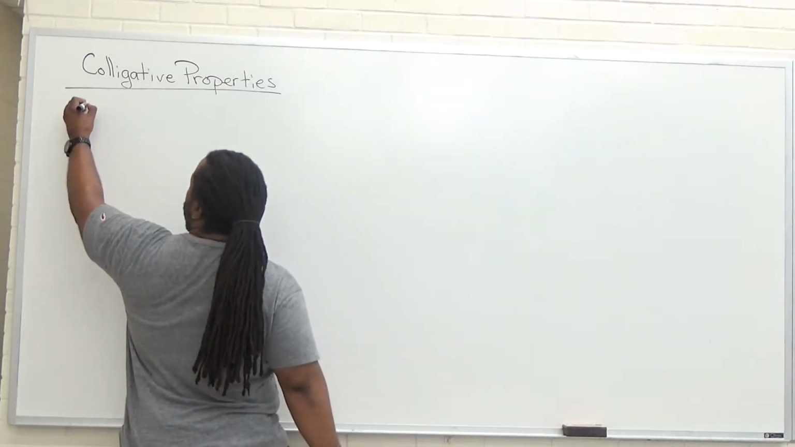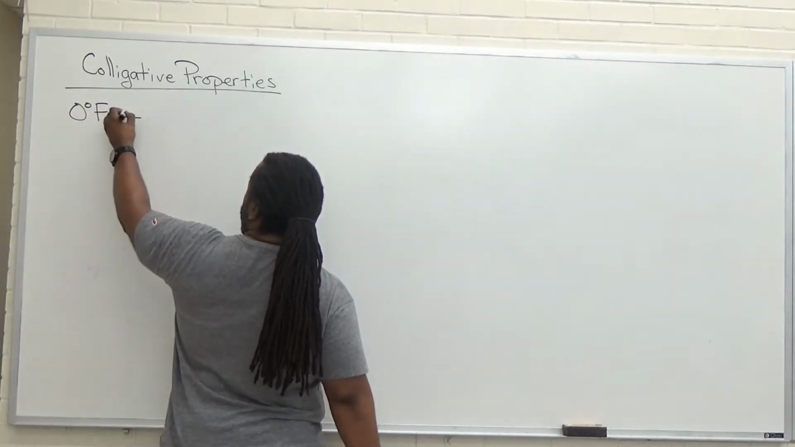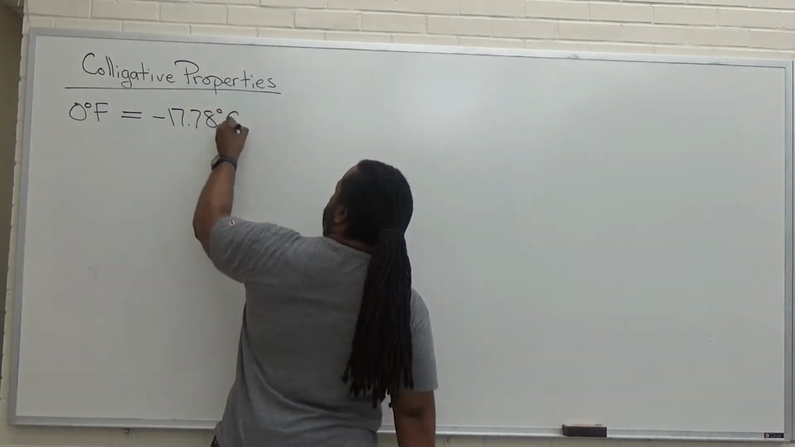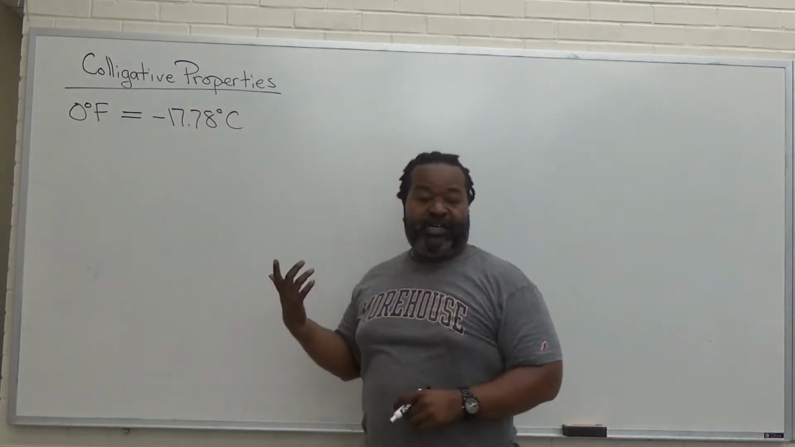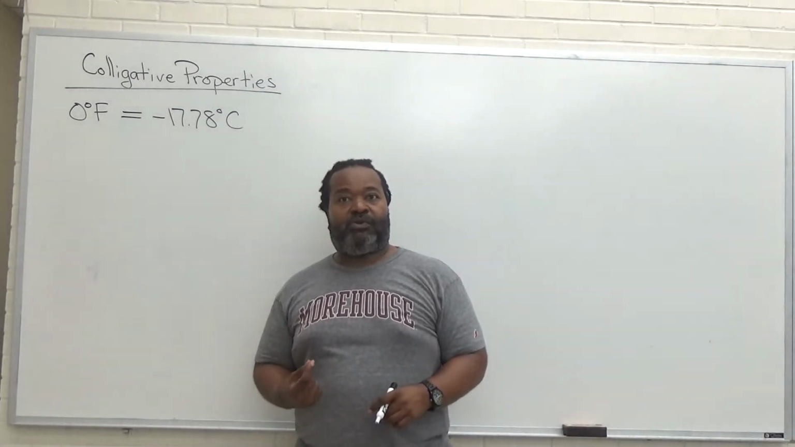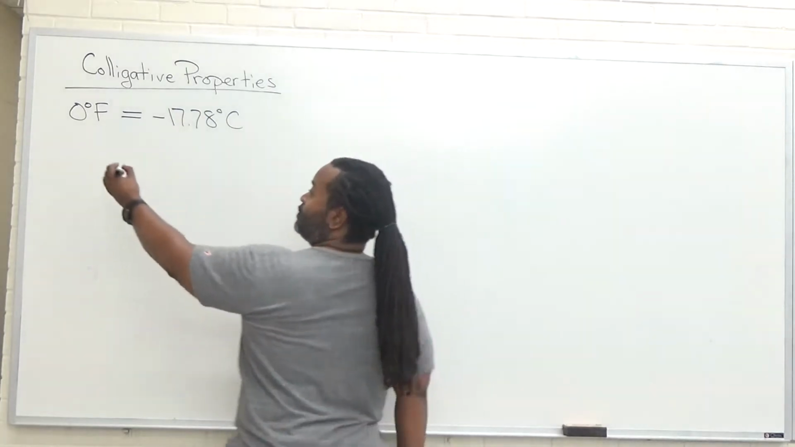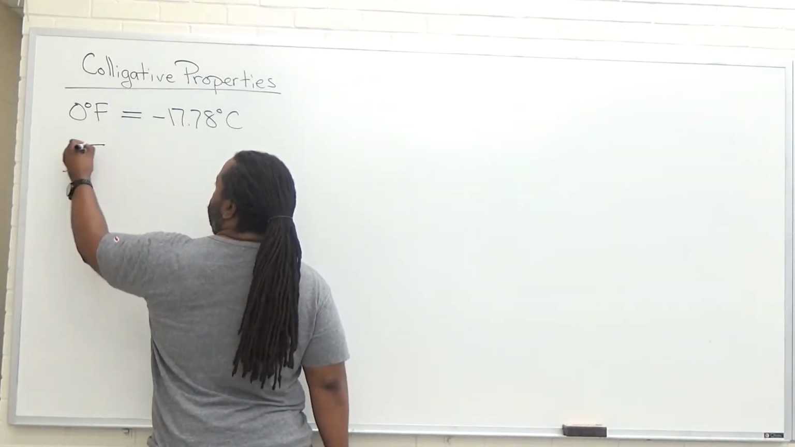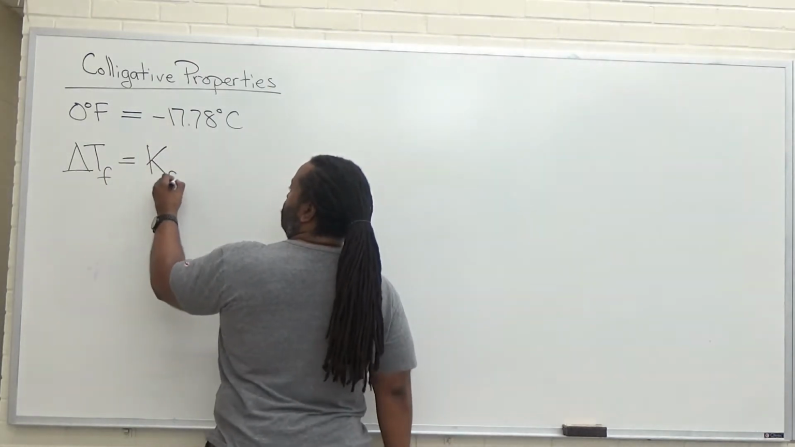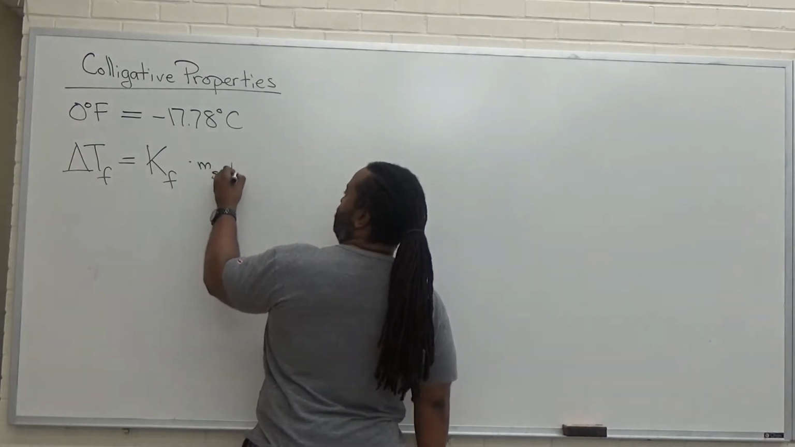So 0 degrees Fahrenheit is going to be equal to negative 17.78 degrees Celsius. We have our Fahrenheit to Celsius conversion, and because this is a colligative properties problem, we worry about the freezing point depression. So we have a formula that expresses how that works. The change in freezing temperature will be the freezing constant times the molality of the solute.